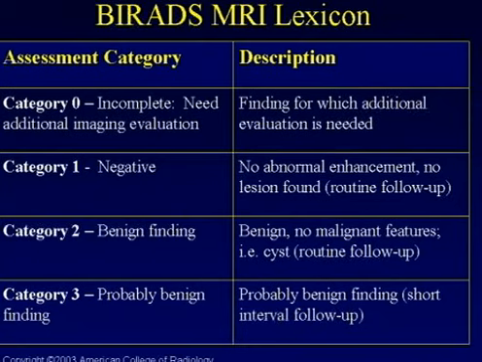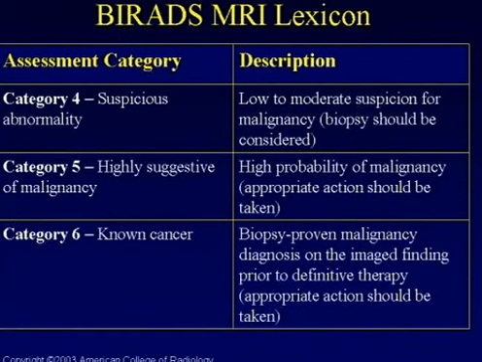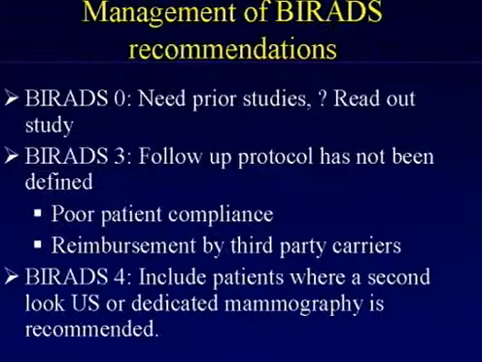I only do that in the high-risk screening population. BIRADS 3, probably benign finding, very controversial, we'll get to. BIRADS 4 or 5, you're recommending a biopsy. And category 6, the known cancer, you're performing the MR for an extent of disease evaluation.